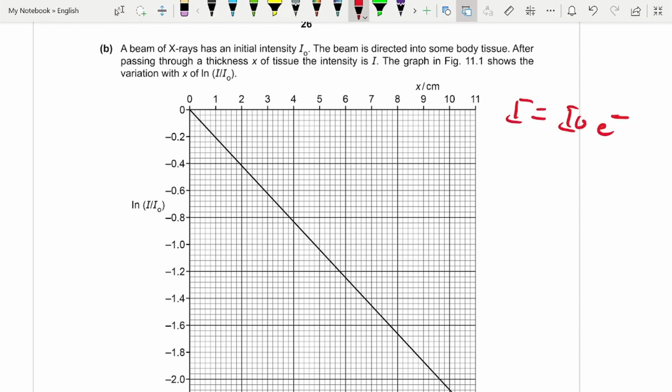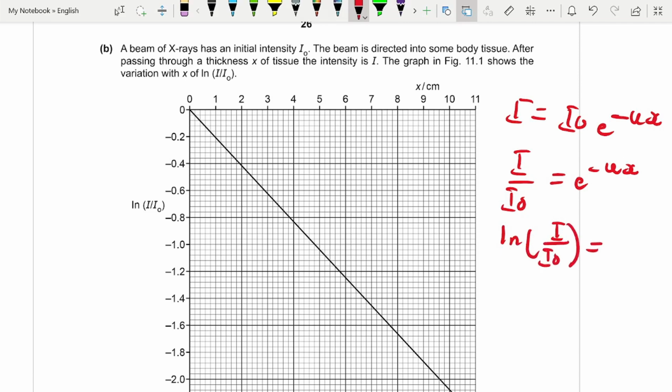Remember, I is actually I0 e to the power of negative mu x. So it means that I over I0 will be equal to e to the power of negative mu multiplied by x. So it means that ln of I divided by I0 will be equal to, you introduce ln on the other side, negative mu x. So it means a graph of this against this is going to have a gradient. Okay, it's going to have a gradient of negative mu.